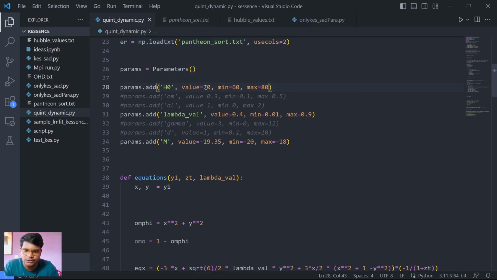It is not required. It has to come around 70. Minimum it can go 60, maximum it can go 80. Since I have developed this code for the scalar field, I have to choose in such a way that the scalar field has to run. Otherwise, it can go to infinity and there is no use.